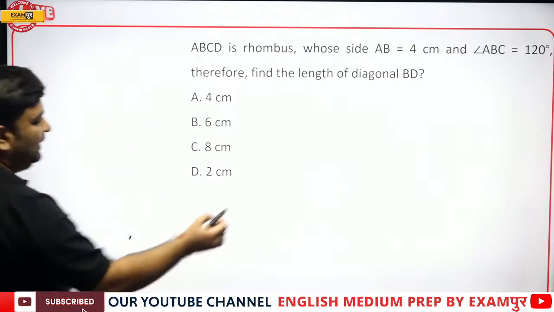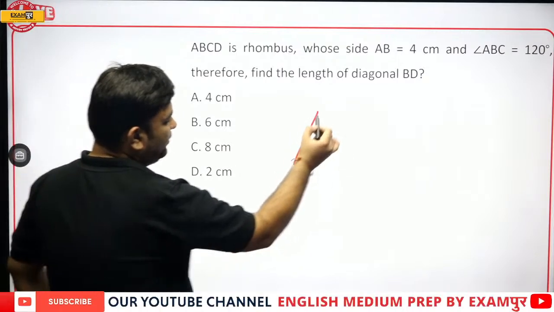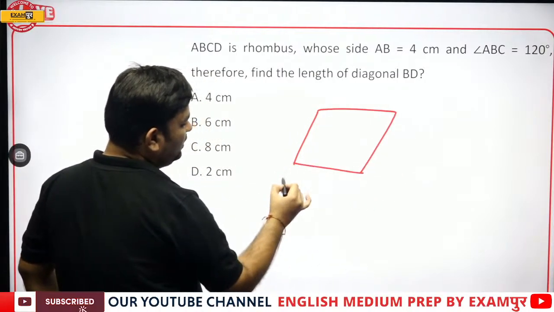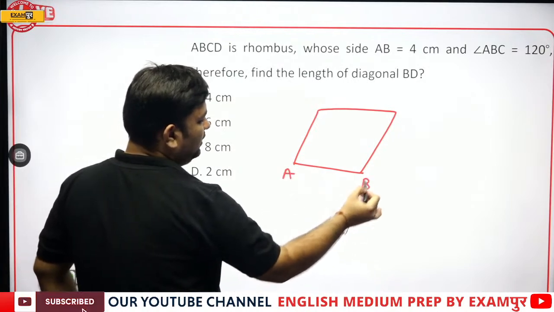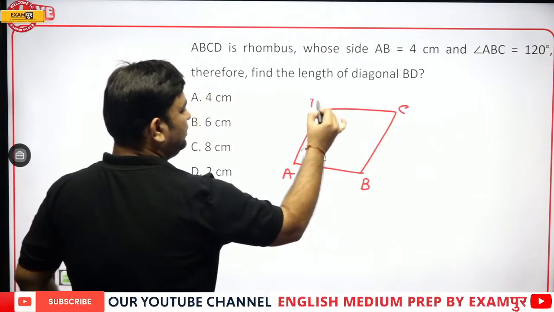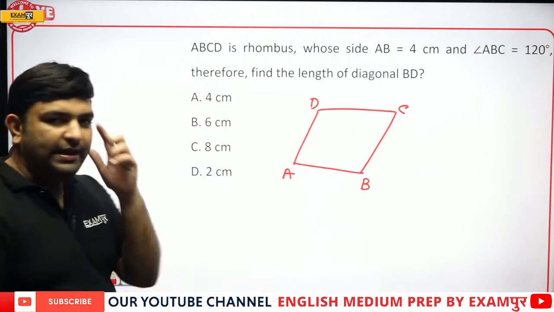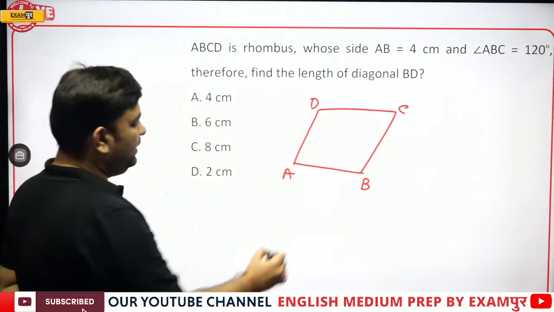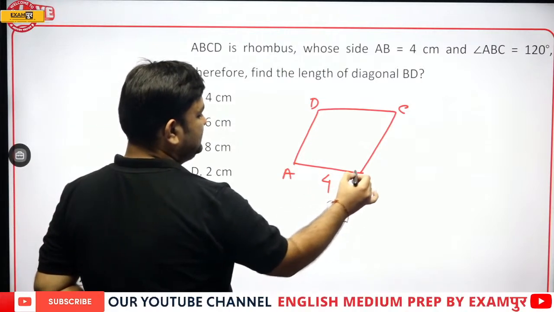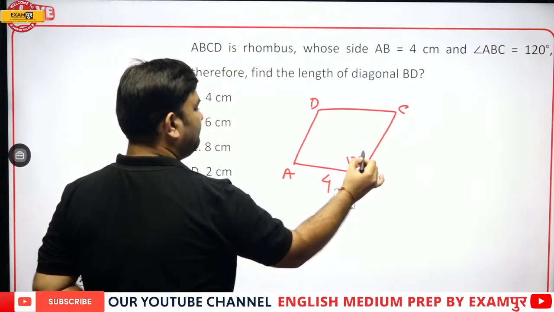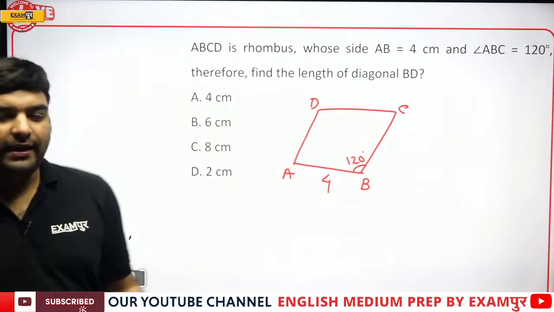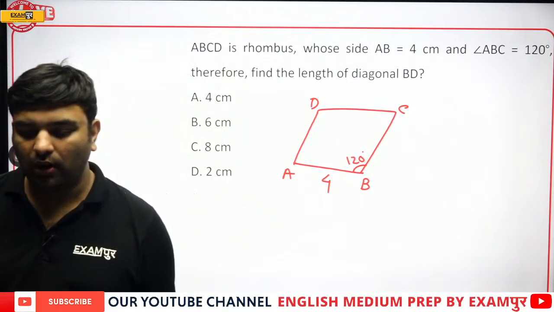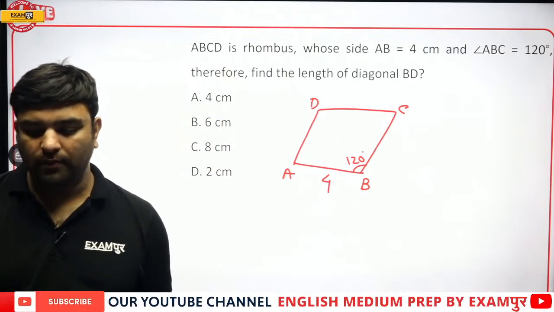A rhombus is a kind of tilted square, whose sides are equal but angles are not equal. Here AB is 4 and angle ABC is 120. But rhombus and square and whatever, they all are parallelograms.